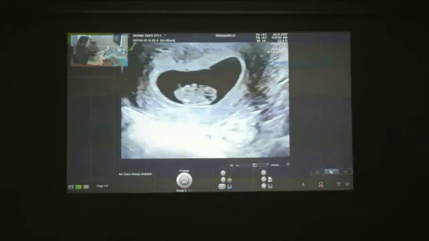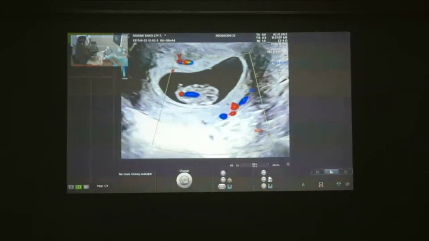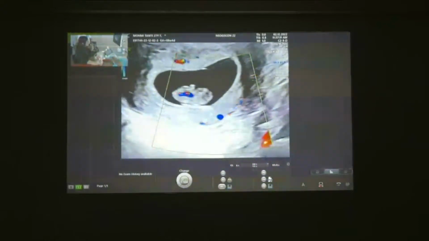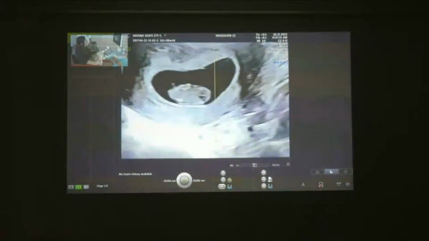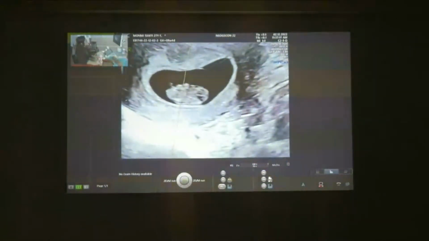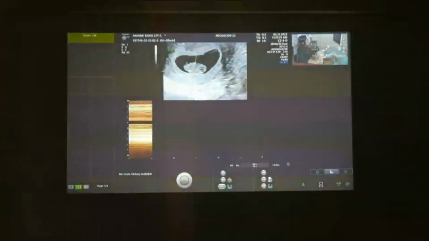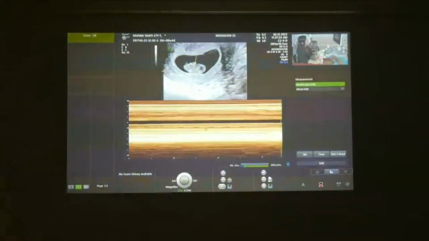We have to remember that we can use color at this gestational age, but before 10 weeks, please do not use spectral Doppler, that is, do not use pulse wave Doppler. Always document the fetal cardiac activity by using the M-mode. Never use the spectral Doppler.